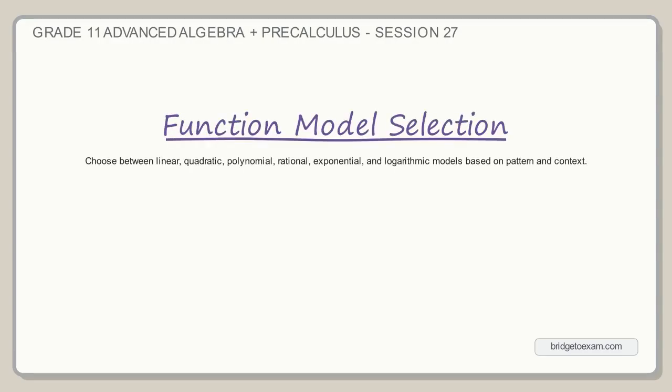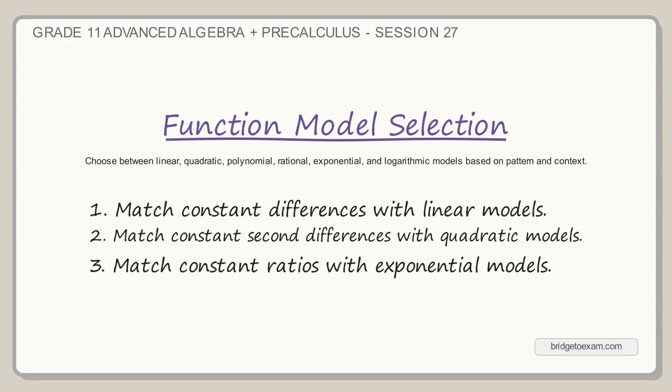Welcome to Session 27 of Grade 11 Advanced Algebra and Precalculus. Today, we study function model selection. The focus is to choose between linear, quadratic, polynomial, rational, exponential, and logarithmic models based on pattern and context. By the end, you should be able to do these three things.